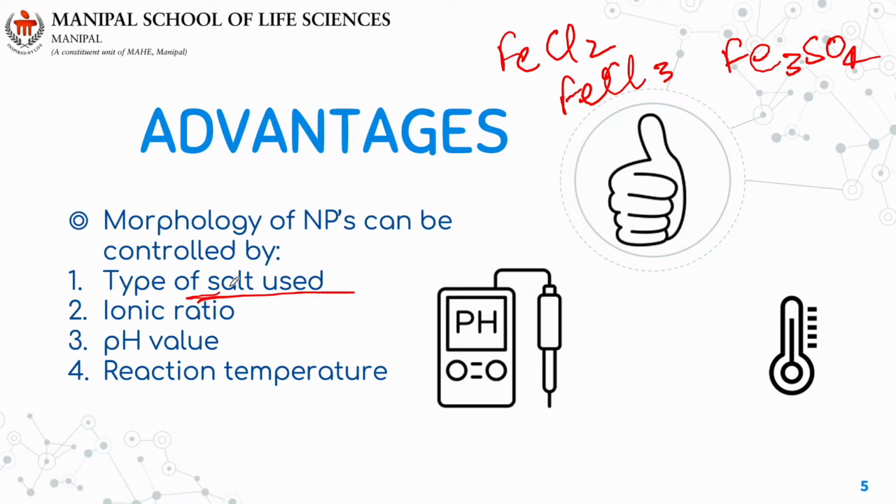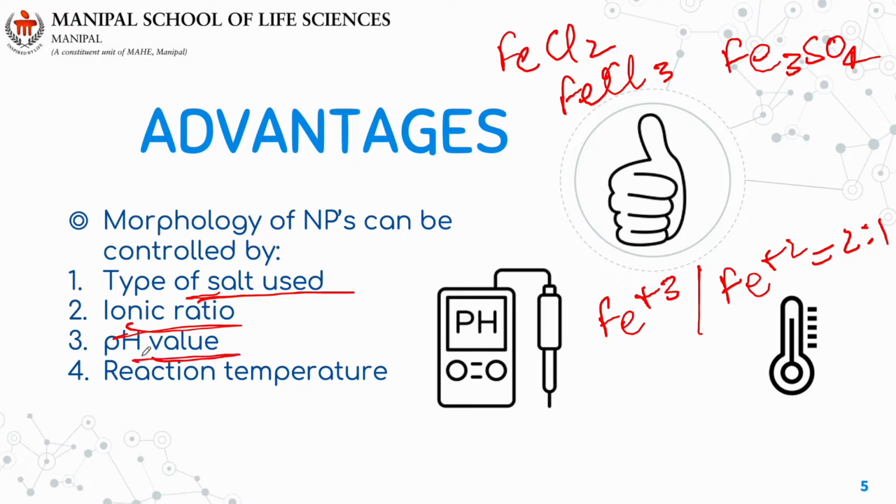The ionic ratio can also be varied. In the example that I took from a research paper, the preferred ionic ratio of Fe+3 to Fe+2 was 2 is to 1. But this ionic ratio can be varied to obtain different morphology of the nanoparticles.